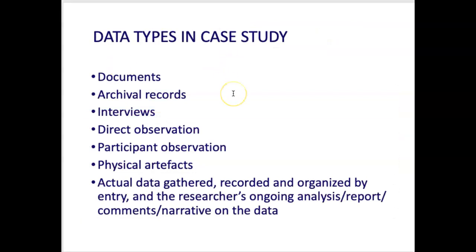So the types of data that you can use in the case study are documents, archival records, interviews, direct observation, participant observation. You can use one that I've left off here, focus group. You can use physical artifacts, like things that people have made. And you can use actual data, like school reports, or you could use documents. There's so many different things that you can use.